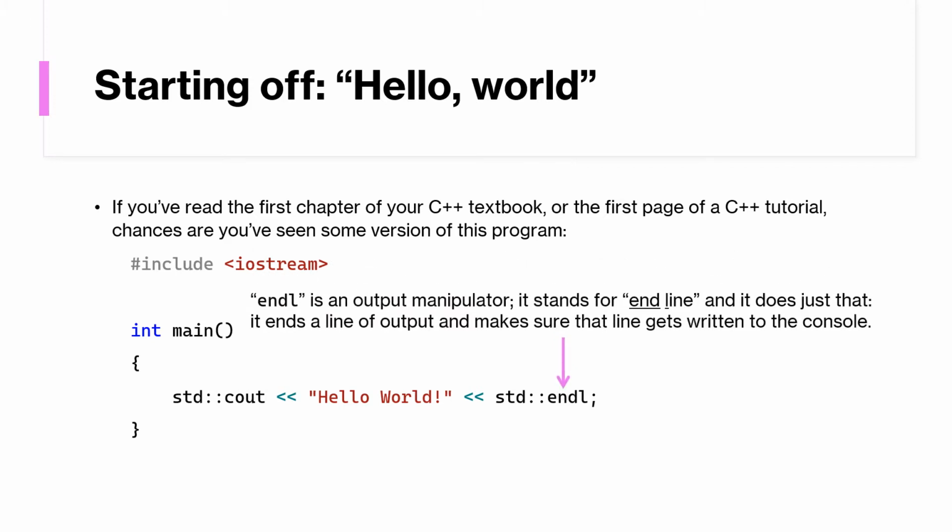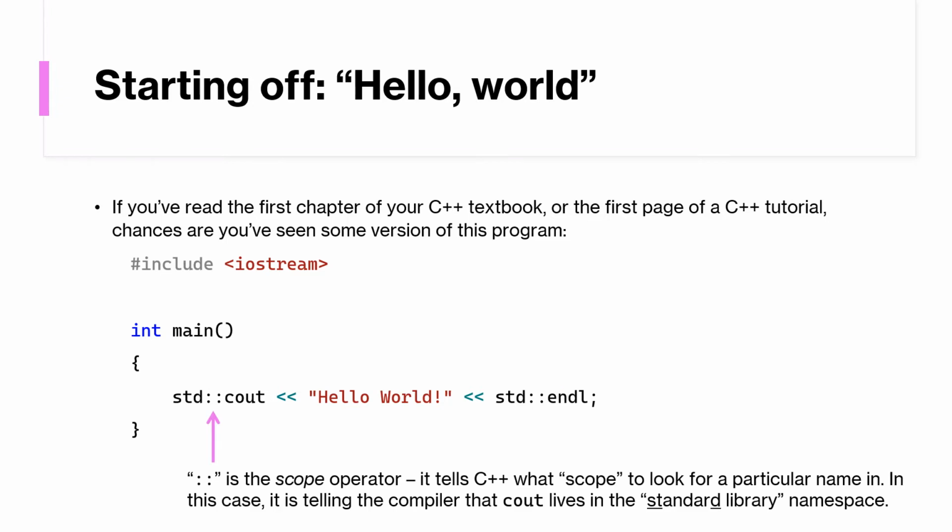ENDL is what we call an output manipulator. It stands for end line, and it does exactly that. It both ends your line of output and forces that line to be written to the console. In old school computing, to save characters being sent back and forth along those telephone lines, the computer would not write text to the console until it knew that you were done writing. And so you sent this end line symbol to force the computer to write that whole line to the console and go on to the next line.